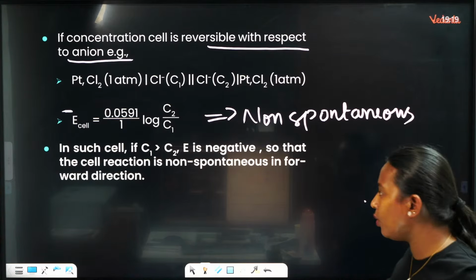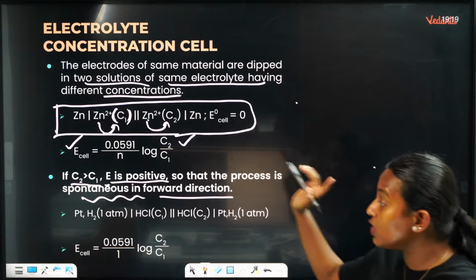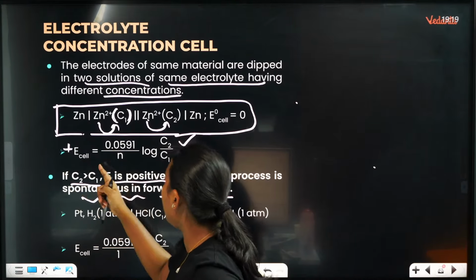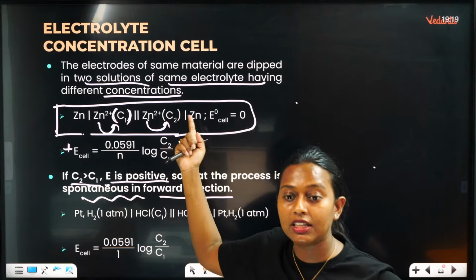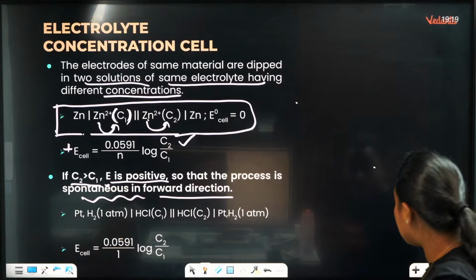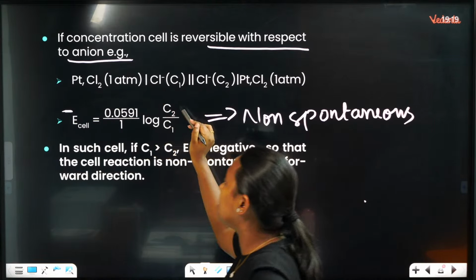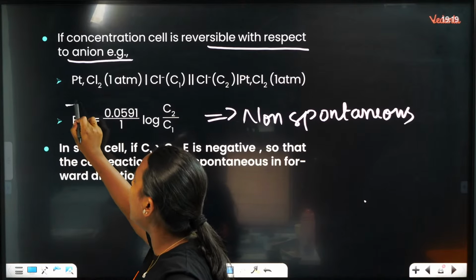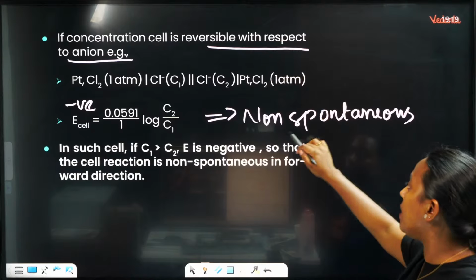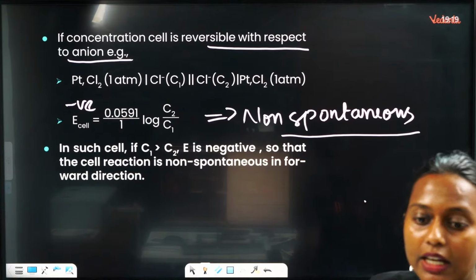I hope it's clear. So it is spontaneous and this one, spontaneous. Why it is spontaneous? Because E cell is positive. Why E cell is positive? Because C2 is greater than C1. So when you consider second case, here C1 is greater than C2, then E cell will become negative. So this reaction will become non-spontaneous. Is it clear, guys?